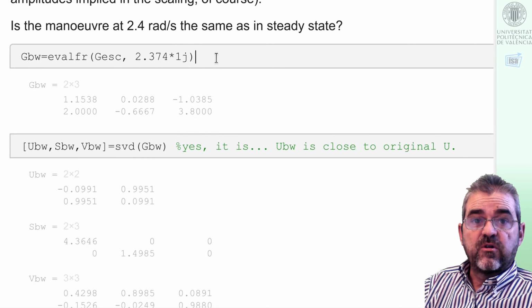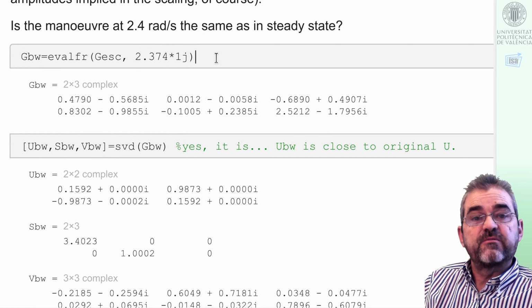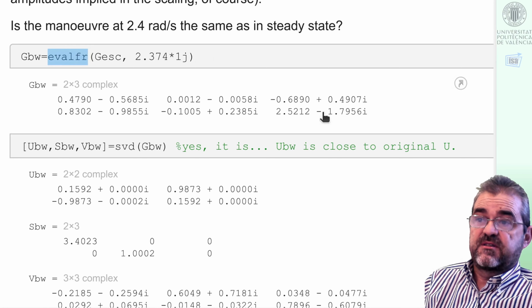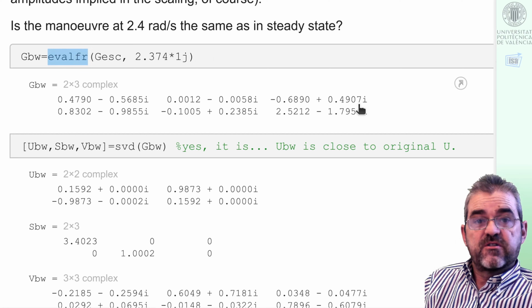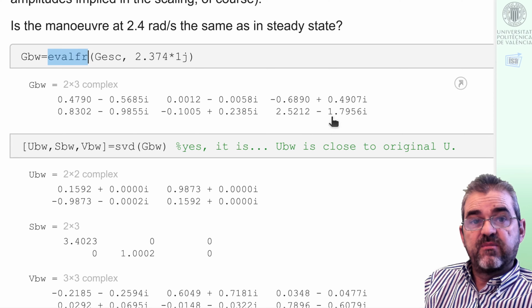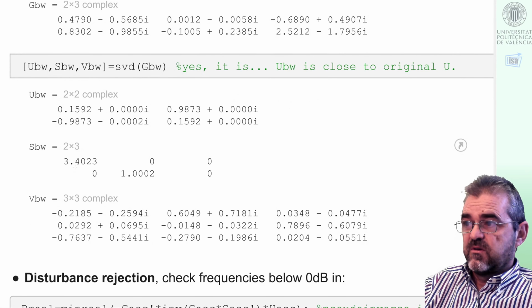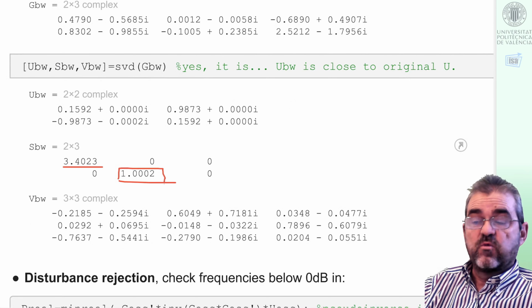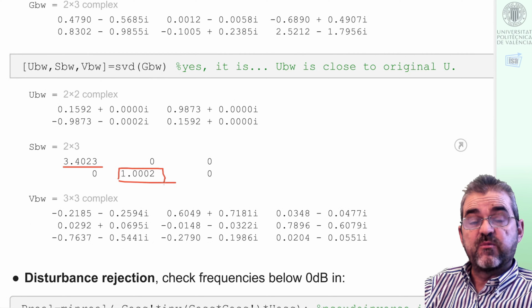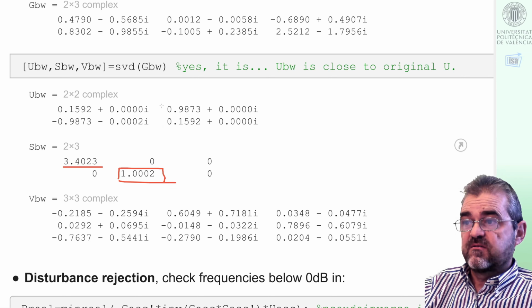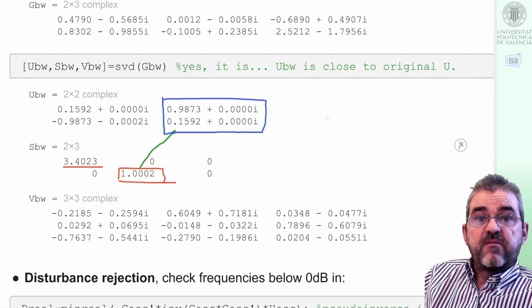If I now compute things at 2.374 radians per second, I evaluate the frequency response. This is a complex matrix, so it's not too easy to understand, but that's when SVD comes to help. We have two real principal gains. This is one, because this is the frequency at which the minimum gain crosses 0 dB, and then the output directions associated to each of the gains will tell me additional information about the maneuvers.